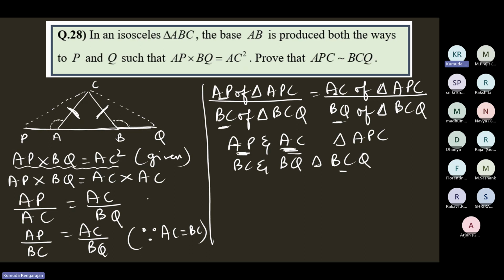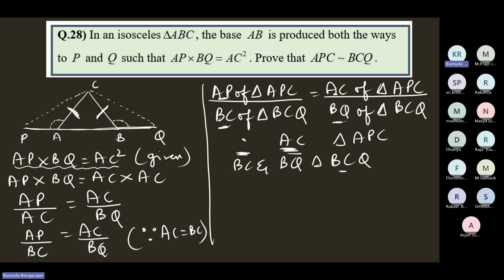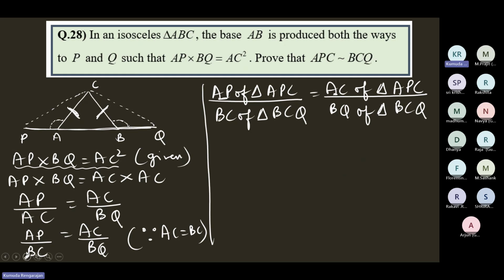Now we'll have to show that these two angles are equal. That's not given. Okay, so for that, let's come back here. We'll mark this 1 and 2, this one 3 and 4. You can just call this 1 and stop there.